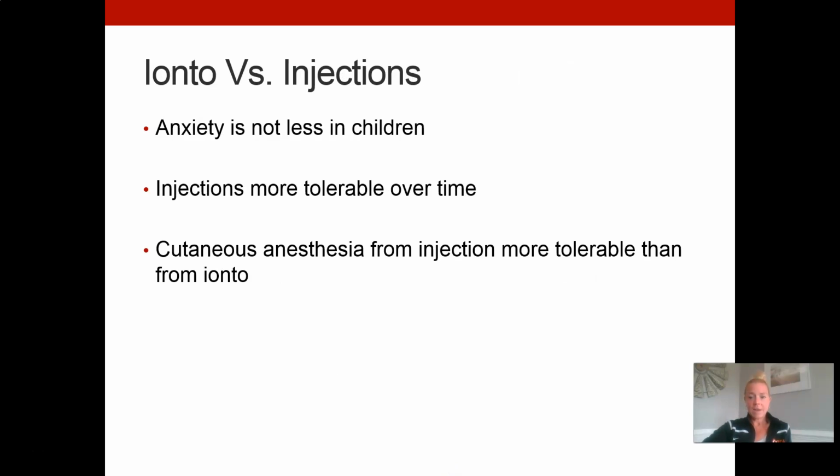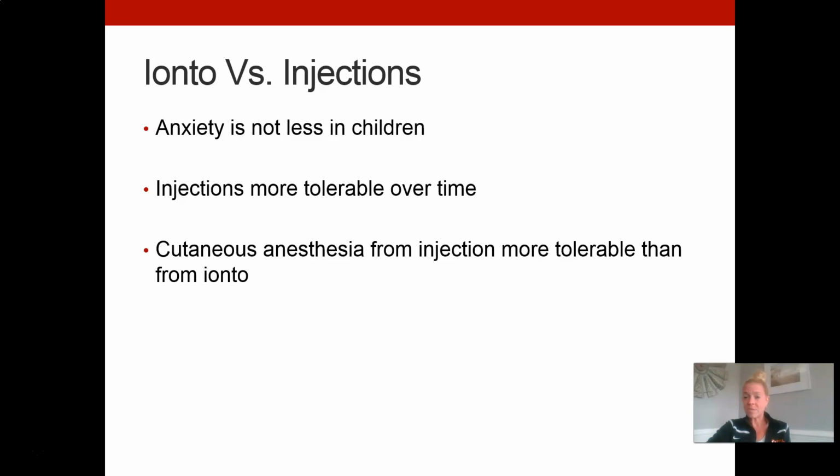As far as comparing Ionto to injections, and this is where we usually draw comparisons because, like I said, Ionto is considered to be a needleless injection. Anxiety isn't really any less in children. You come at them with a needle, you come at them with this machine, they don't care. They're typically not going to like either one of them. And so for that reason, we don't do a lot of modalities with kids in general, but we typically don't do Ionto with kids.